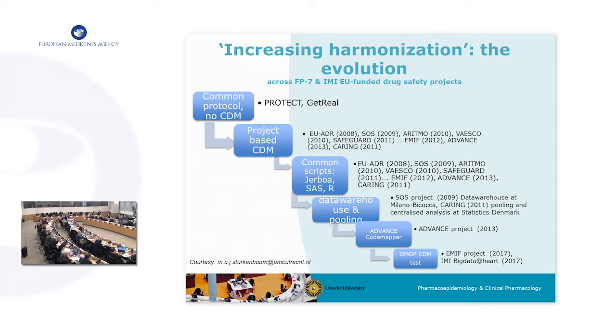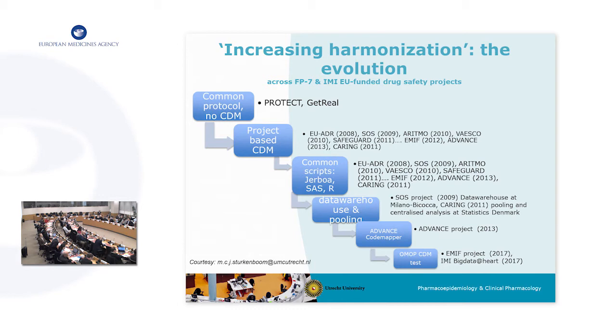studies using a common protocol, but without a common data model, which does not mean that there has not been any harmonization. I think in these projects there was extensive harmonization of definitions of outcomes, exposures, and confounders, but it was not mapped to a common data model. This was started with, I think, in the EU ADR project with a fairly simple common data model, and then further developed in different projects. Over each project, different common data models were developed. So it's based on specific studies and specific projects.